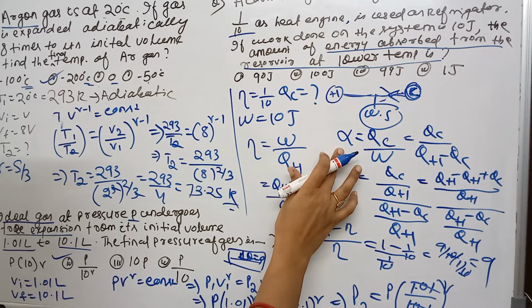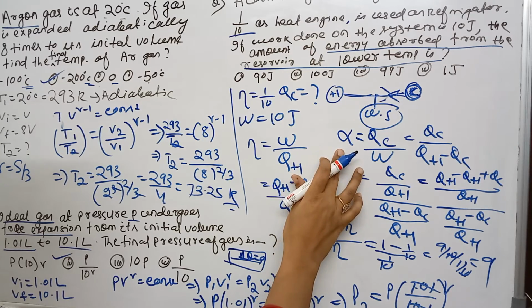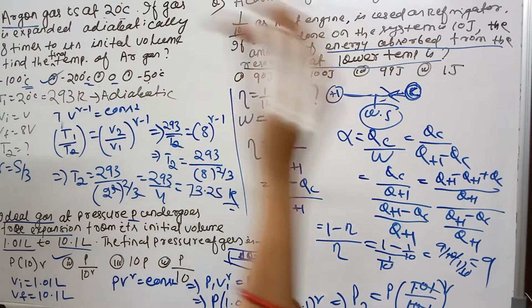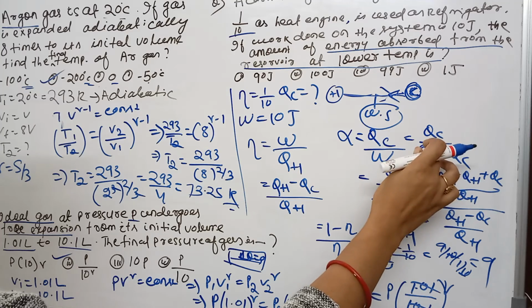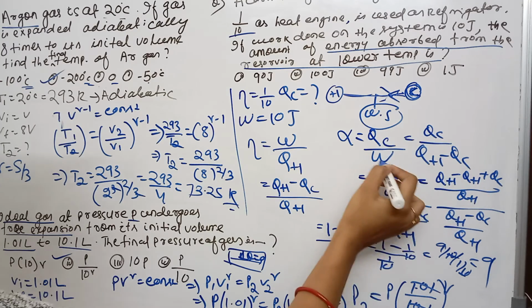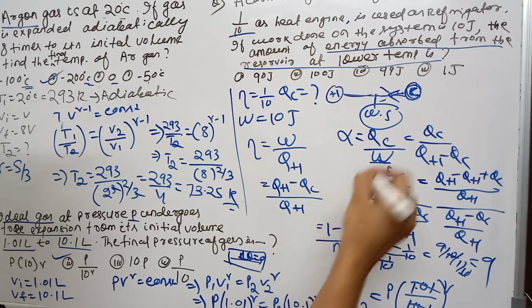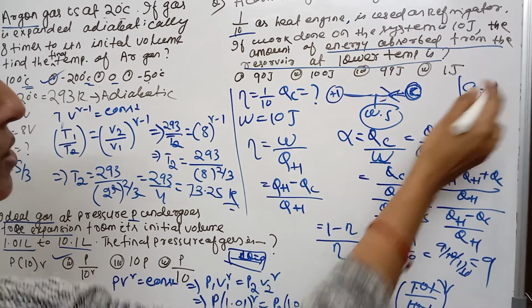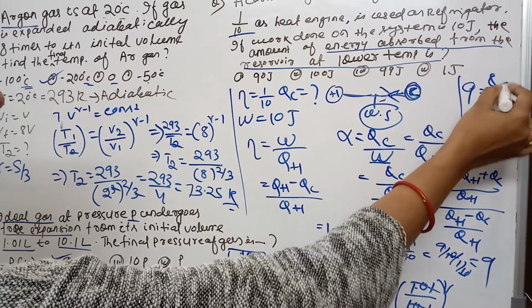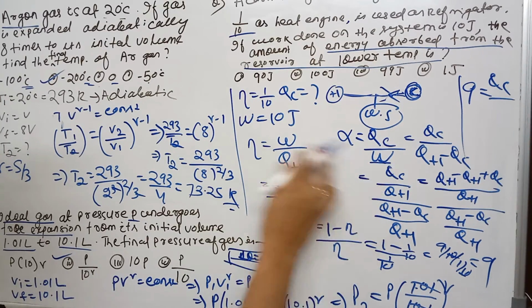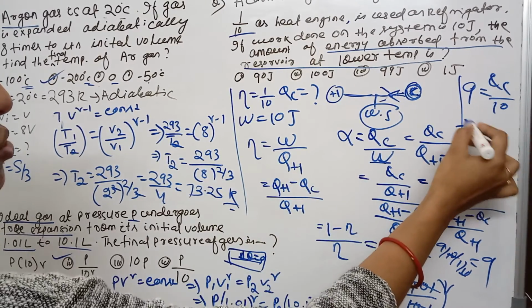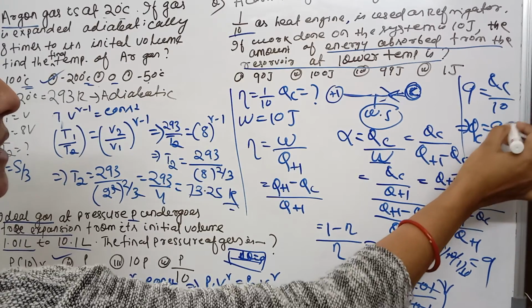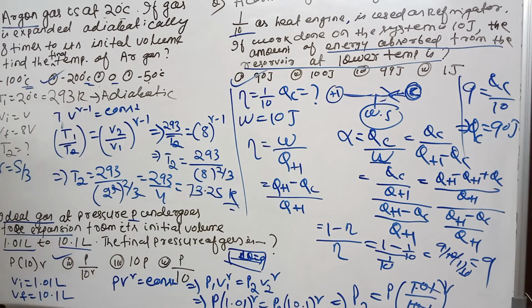Now alpha is given, that is equal to 9, and you want to calculate this QC value. Work done is given, that is equal to 10. So here you can say that 9 is equal to QC, which you need to find out, upon work done, which is 10 joule. So QC is equal to 90 joule. So this is the answer.